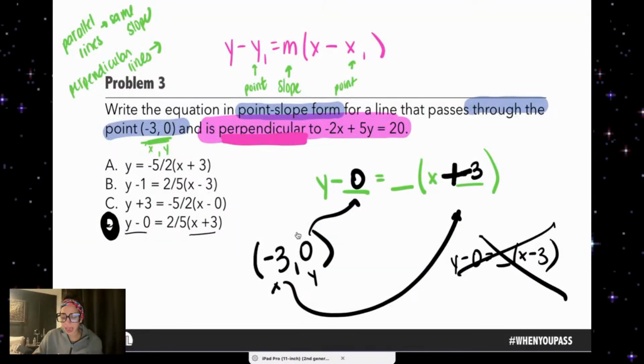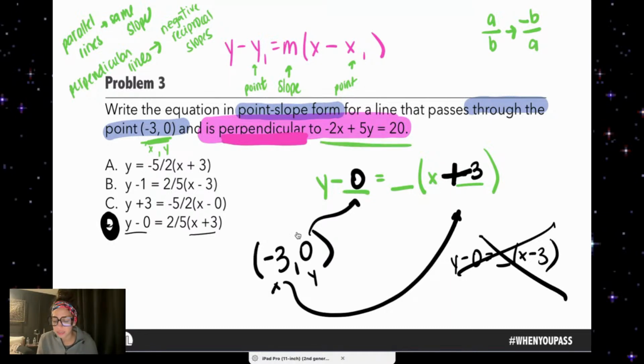Perpendicular lines have negative reciprocal slopes, which means if the original line is A over B, then the new line is going to be negative B over A. How do I figure out the slope of this line so that I can then figure out what the slope of my line is going to be?